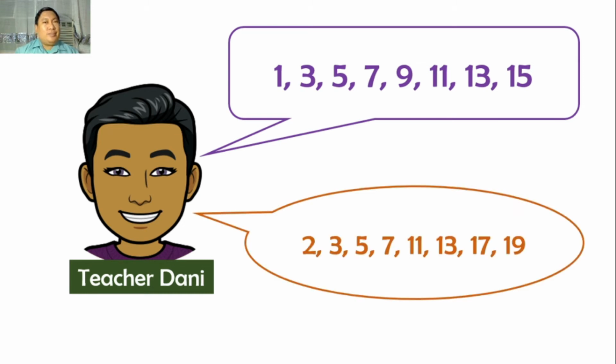Another set. So Teacher Danny would like to ask you again, what kind of numbers are these? So we have 2, 3, 5, 7, 11, 13, 17, 19. So what do you think are these numbers? Yes, correct. These are the prime numbers from 2 to 19.